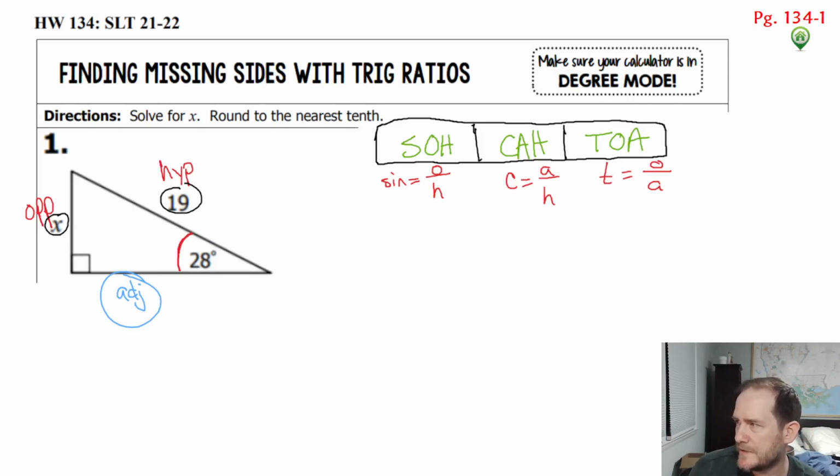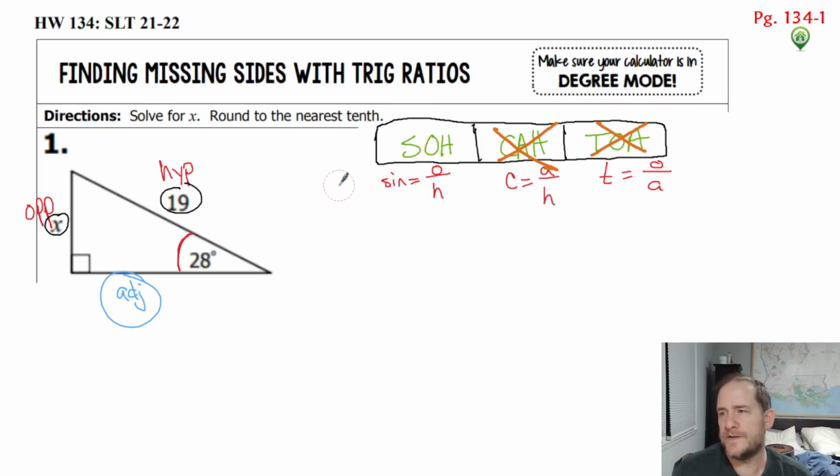Another way to think about this is the one side we don't have, it's not a variable, it's not a number, it's just blank, is adjacent. Looking through, cosine has an a in it, so we can't use cosine because we don't have the adjacent side. And tangent has an a in it too, so we can't use tangent either. The only thing left is sine.